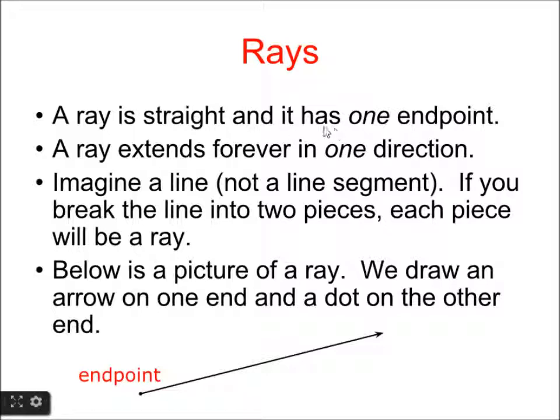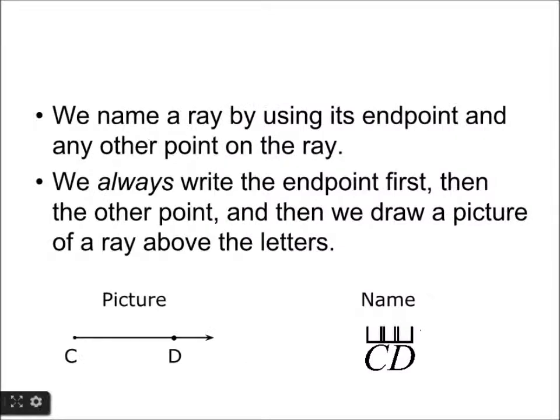Rays. A ray is a straight line. It has one endpoint. A ray extends forever in one direction, in the direction which has the arrow. Imagine a line, not a line segment. Remember this. If you break the line into two pieces, each piece will be a ray. Below is a picture of a ray. We draw an arrow on one end and a dot on the other end. Endpoint, no endpoint. It goes on forever.